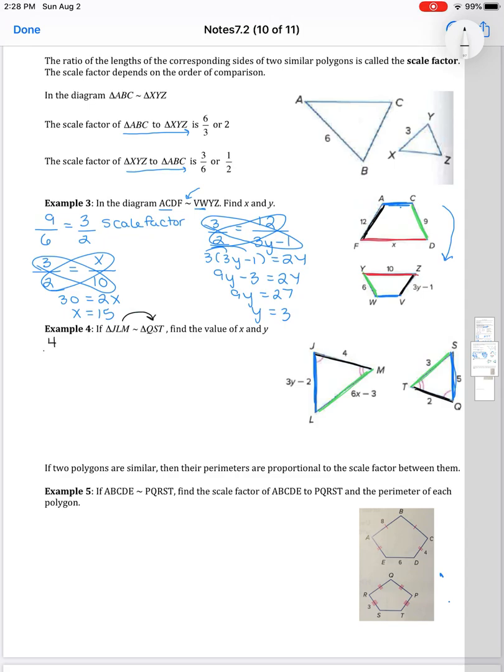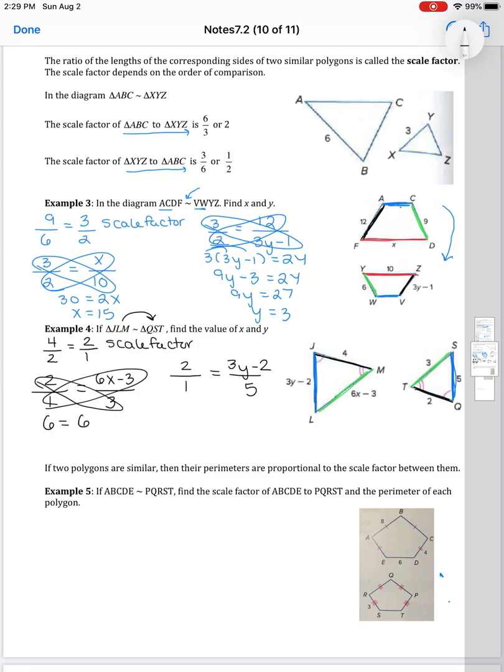So if I'm going in this order from JLM to QST, then I have to do 4 over 2. Well, 4 over 2 reduces to 2 over 1, and that's my scale factor. So that's going to be what I use for half of my proportion to solve for both x and y. If I'm solving for x, these are my green lines. So I have 6x minus 3 over 3. If I'm solving for y, those are my blue lines. So 3y minus 2 over 5.